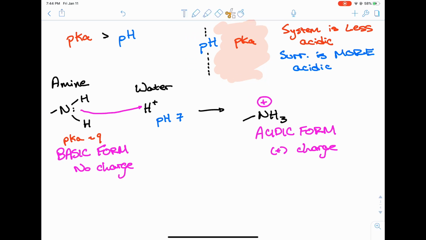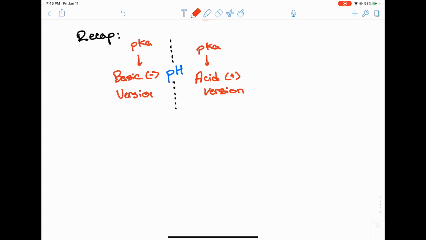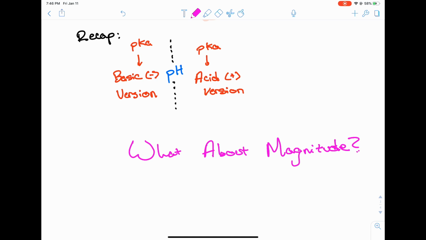So overall, if the pKa is higher than the pH, that means the system will result in its acidic version, which I like to call the quote-unquote positive version. Now that we know why the position of pKa relative to pH impacts the kind of charge the species takes, we need to now understand how the distance between the variables influences the magnitude of the charge.